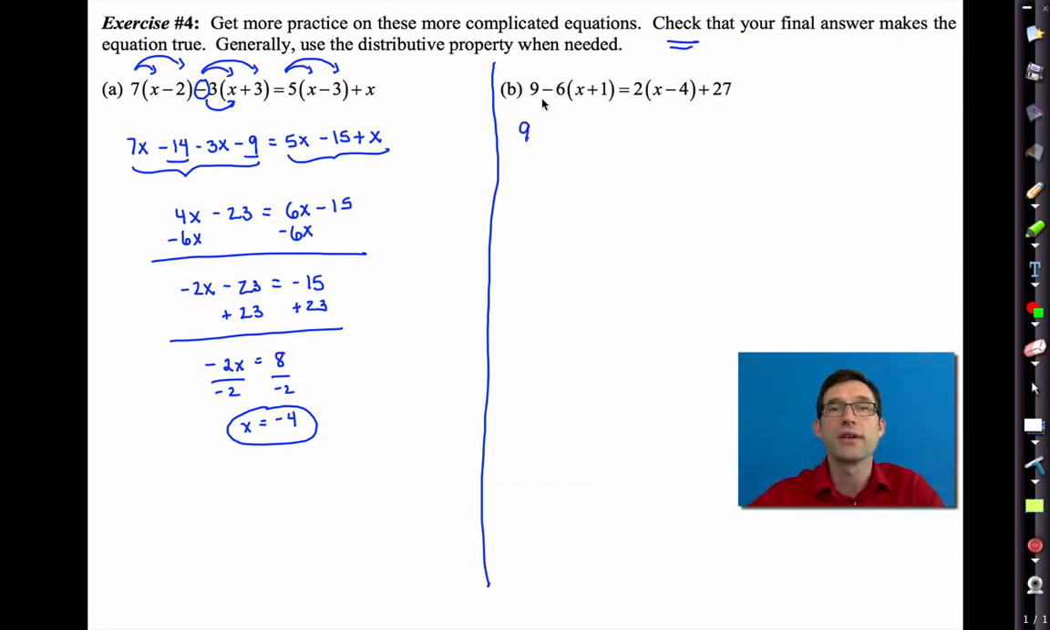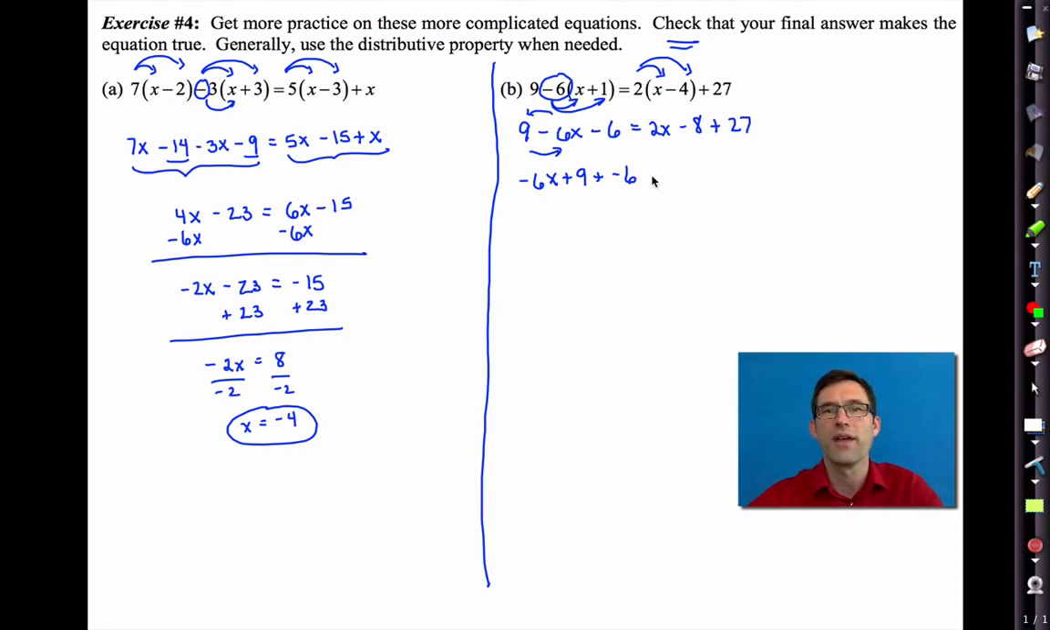Now, to make our lives easier, again, it's best to take this negative 6 and distribute it all at once. So negative 6 times x is negative 6x, and negative 6 times positive 1 is negative 6. Here, not so much of an issue, okay? Positive 2 times x is positive 2x, positive 2 times negative 4 is negative 8, and then we have plus 27. All right, let's rearrange this a bit. I'm going to rewrite this as negative 6x plus 9 plus negative 6, just so that I'm just flip-flopping these two, right? Commutative property and all that.